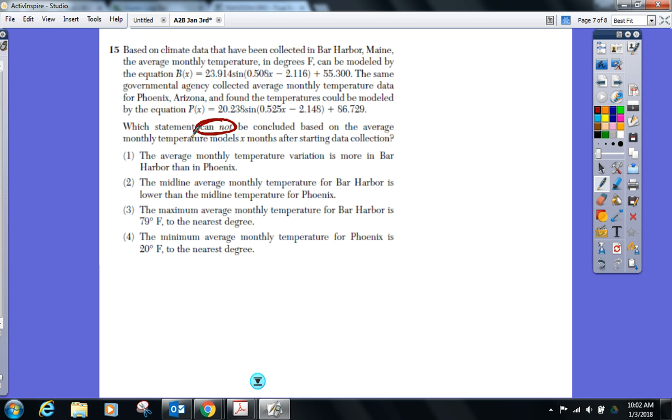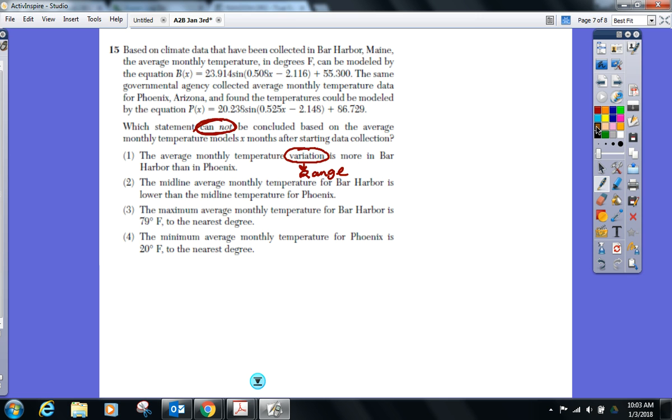So let's just read through them first so I know what to do with each equation. Average monthly temperature variation is more in Bar Harbor than it is in Phoenix. Anybody know a different name for variation that you might be more familiar with? The difference in the max and the min. Begins with R, ends in ange. Okay, so we got to do something with the range.